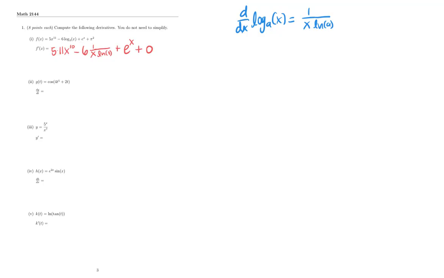For the next one, I'm going to apply chain rule. The derivative of cosine, I know, is negative sine of, I'm going to leave the inside part alone, and then I'm going to multiply by the derivative of the inside, which is going to be 4 times 5t to the 4th plus 2 times the derivative of t, which is 1.